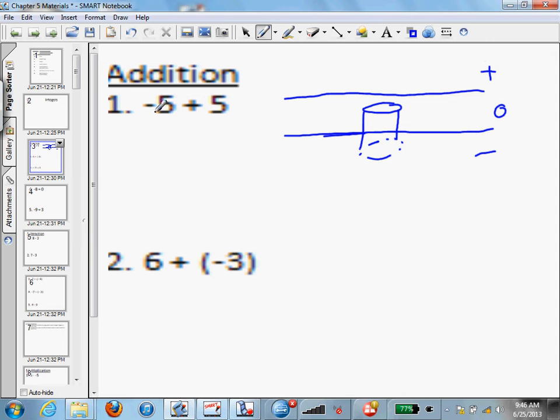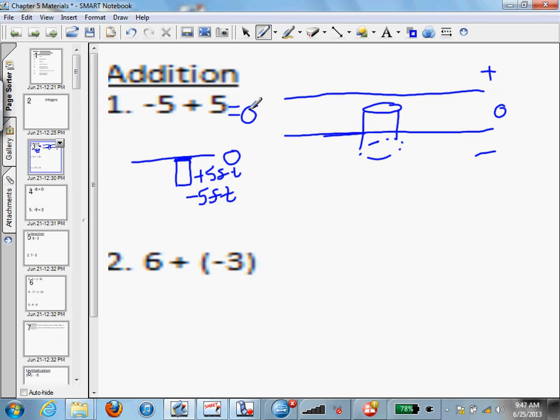So if we look at example 1 right here, we see negative 5 plus 5. So you can think of that as at ground level. You dig down, because of the negative and negative 5, you dig down 5 feet. Alrighty? And then you're going to add 5 feet. And where are you? Well, you dug 5 feet and then you filled it up 5 more feet. So you're basically still at 0. You're at the ground level.